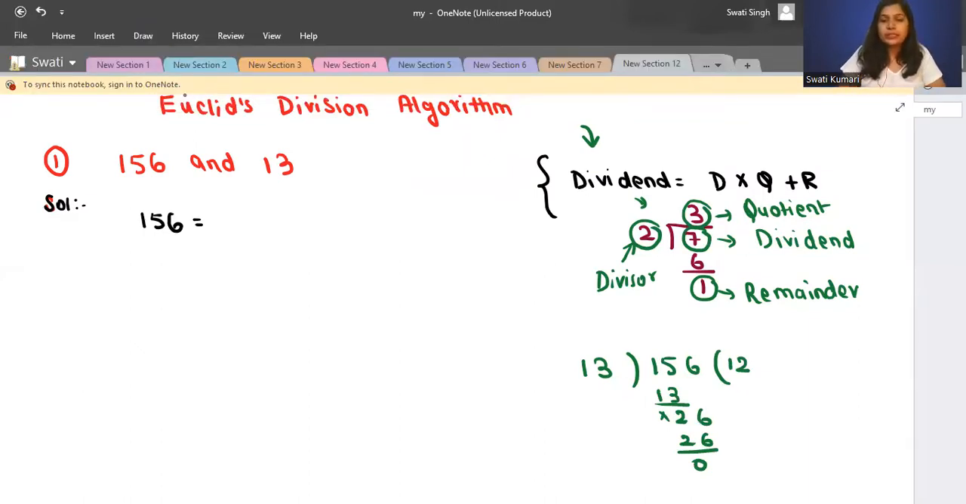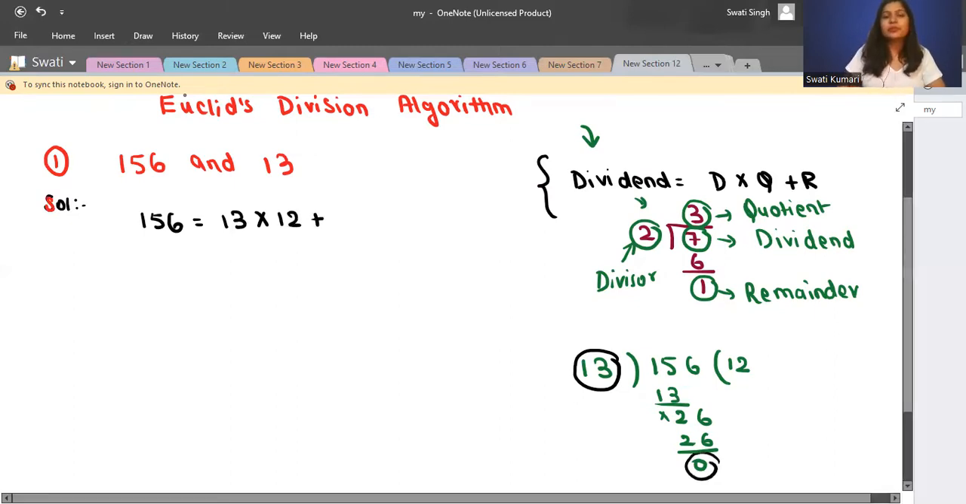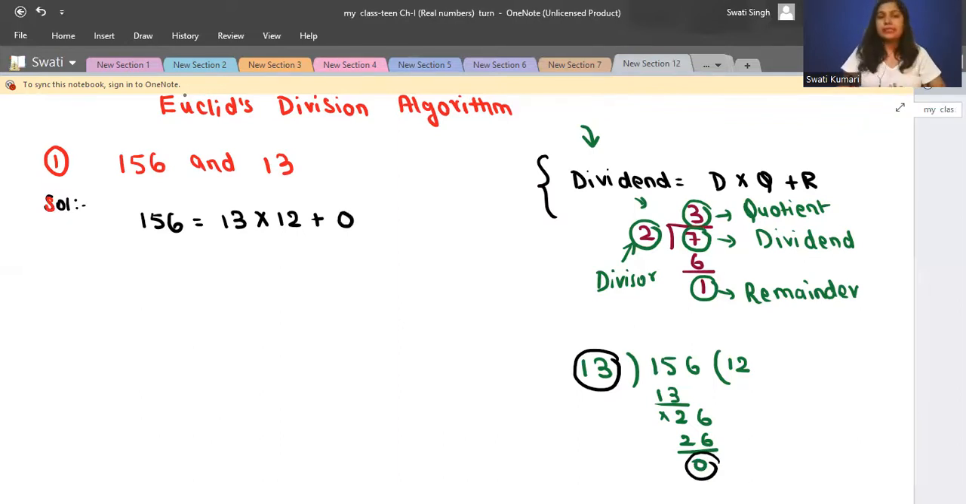So here you can see the divisor is 13. So this is 13 into quotient, which is 12, plus remainder, which is 0. So we'll write down 0. Now we have to find here the HCF, okay, using Euclid's division algorithm.